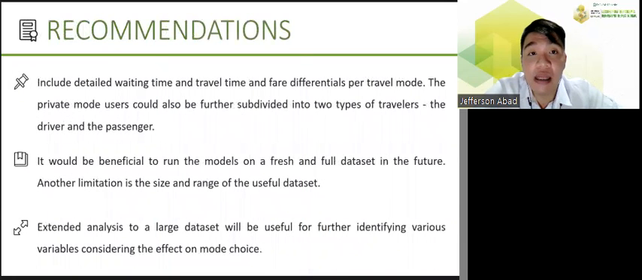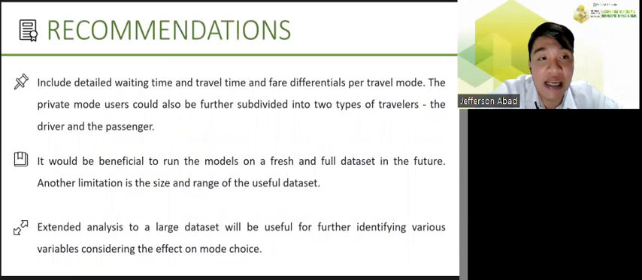Thus, it is recommended that future research include detailed waiting time and travel time, and fare differentials per travel mode. The private mode users could also be further subdivided into two types of travelers, the driver and the passenger. Inclusion of qualitative variables such as comfort, convenience, and accessibility, expressed in terms of quantifiable variables, is also recommended. In addition, as the travel behavior of travelers may change over time, this may imply some limitations of the result. Therefore, it will be beneficial to run the models on a fresh and full dataset in the future.